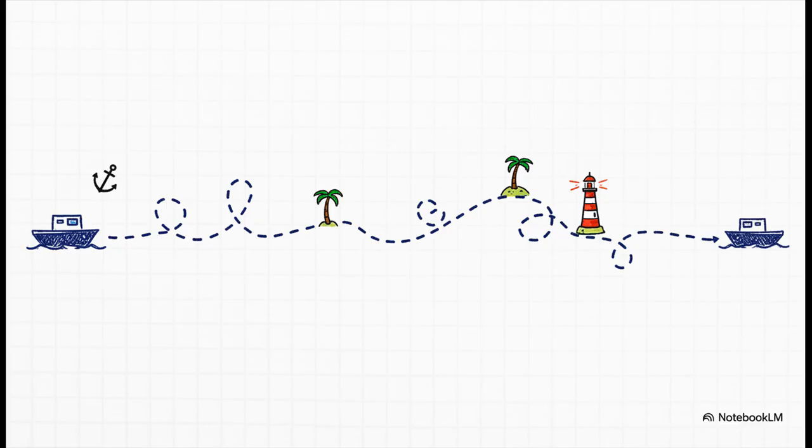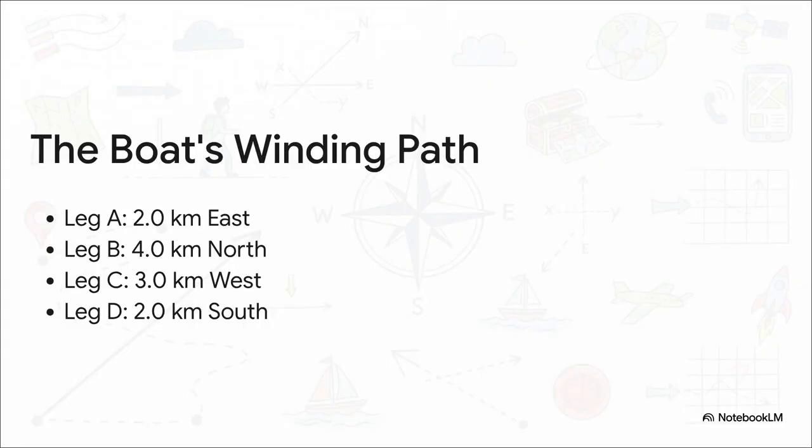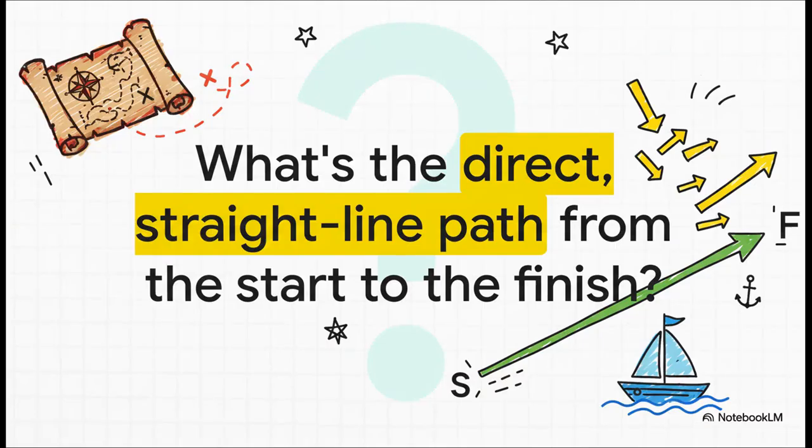We've got a boat that takes a journey with a whole bunch of different turns. It ends up somewhere new, but it definitely did not take a straight line to get there. So according to the ship's log, this trip was all over the map. First 2 kilometers east, then 4 north, then it goes back 3 west, and finally 2 south. I mean, just looking at this list, it's pretty much impossible to just picture where the boat is now compared to where it started. So this is the real question we want to answer.